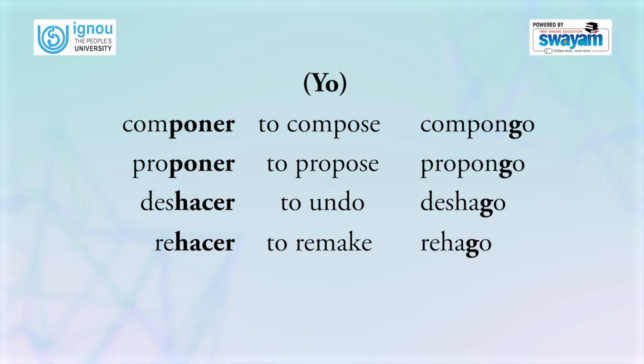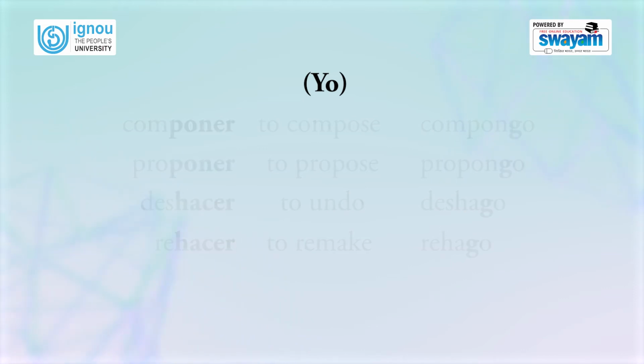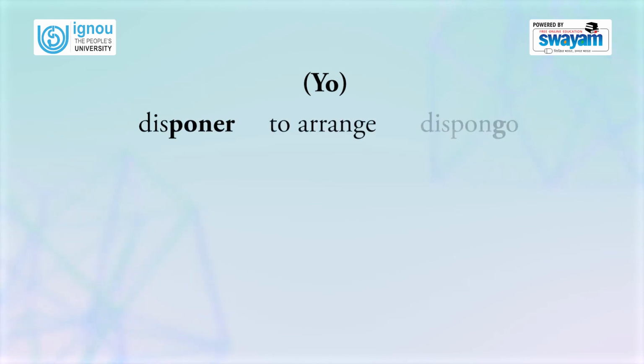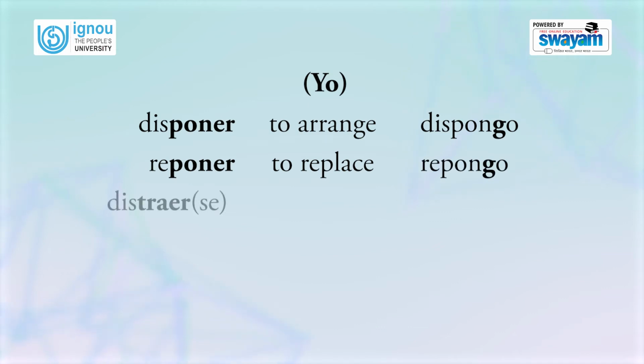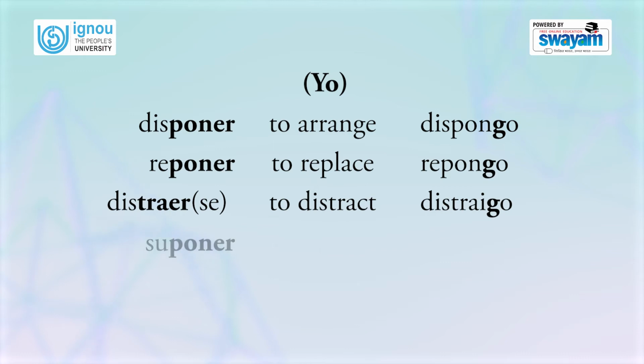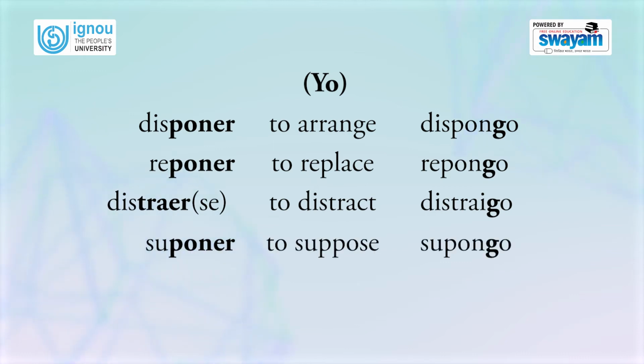The first person irregular form of disponer, to arrange, is dispongo. Reponer, to replace, is repongo. Distraerse, to get distracted or to distract, is distraigo. Suponer, to suppose, is supongo. For example, supongo que os gusta el español. I suppose that you all like Spanish. Supongo que os gusta el español.